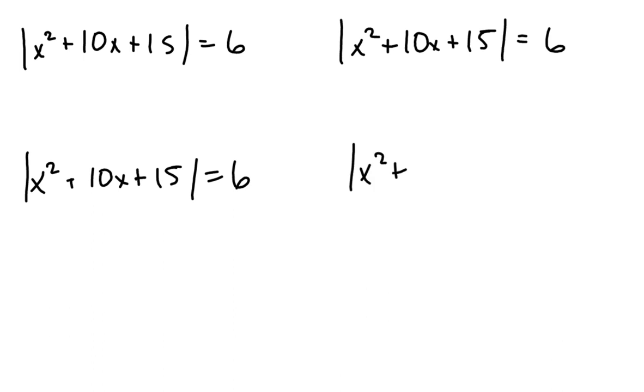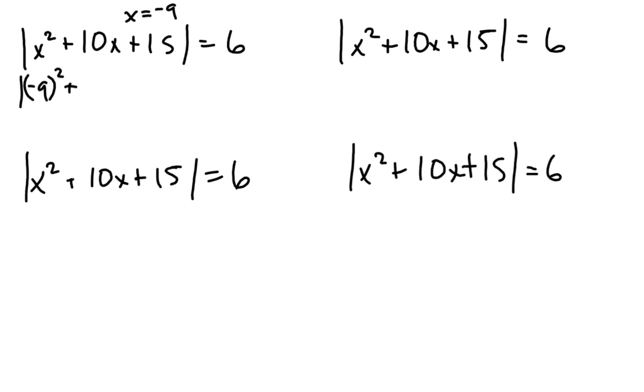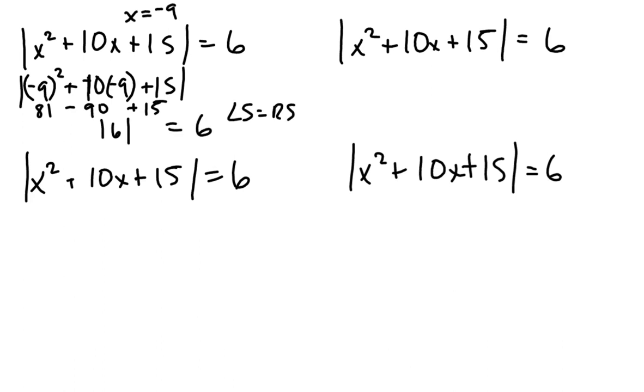The absolute value of x squared plus 10x plus 15 equals 6. First time, we thought x was negative 9. So negative 9 squared plus 10 times negative 9 plus 15. Well, we get 81, negative 90, and 15. The absolute value of negative 6 equals 6. Left side equals right side. One answer is correct.